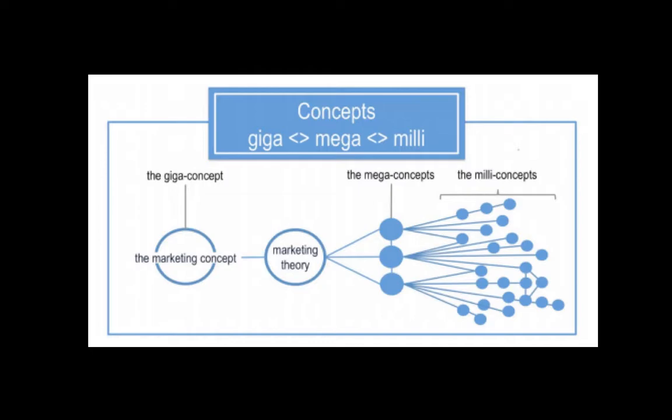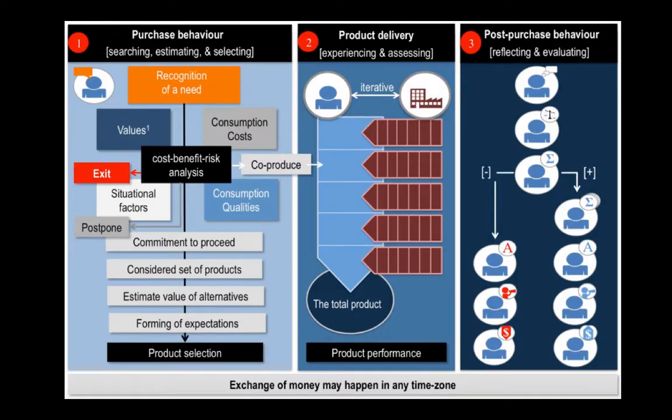The marketing concept is a giga concept which is comprised of three mega concepts: the buyer decision process, the total product, and the circle of satisfaction. In this video, we are focusing on the buyer decision process and the circle of satisfaction. The buyer decision process is one of three mega concepts.